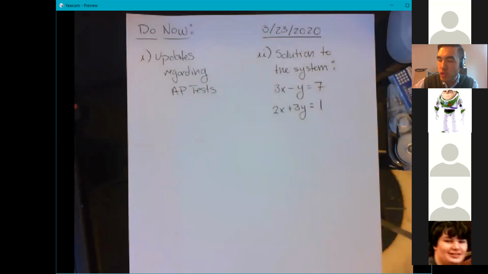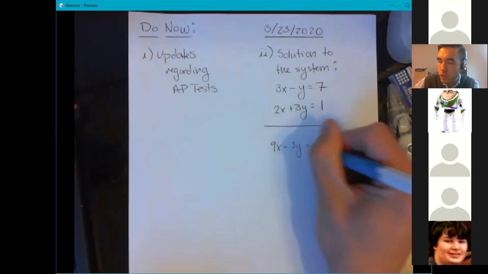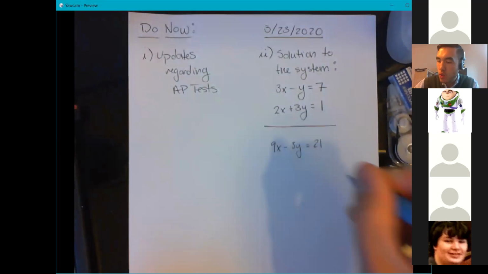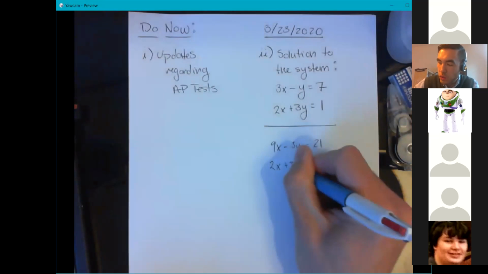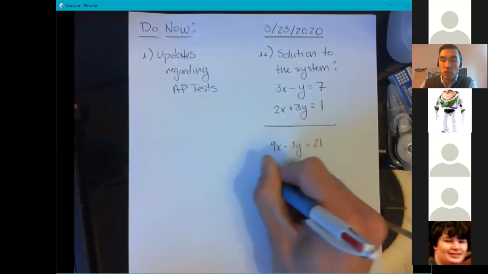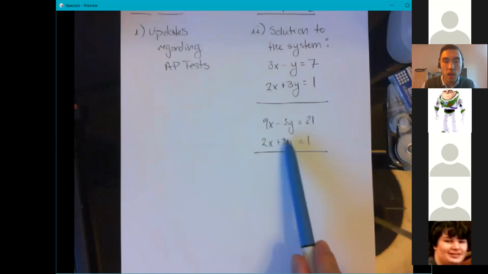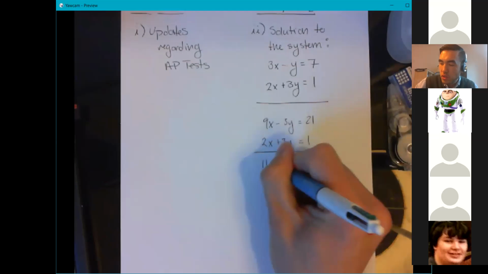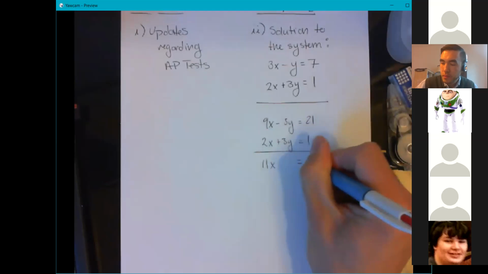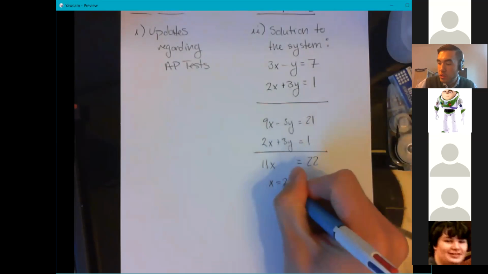So this top equation will become 9x minus 3y is equal to 21. The bottom equation remains the same. That's just 2x plus 3y is equal to 1. And now to do the elimination, since I have these lined up as being equal and opposite, all I have to do is add them. And that's going to give me 11x is equal to 22. 3y minus 3y adds up to 0. And so x is equal to 2.